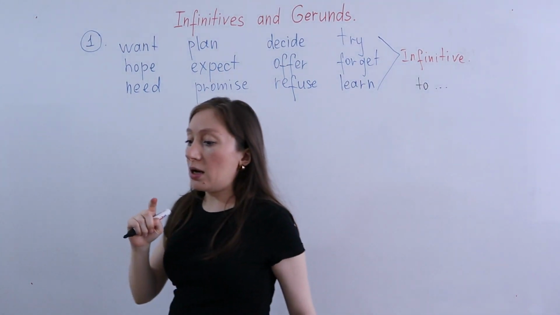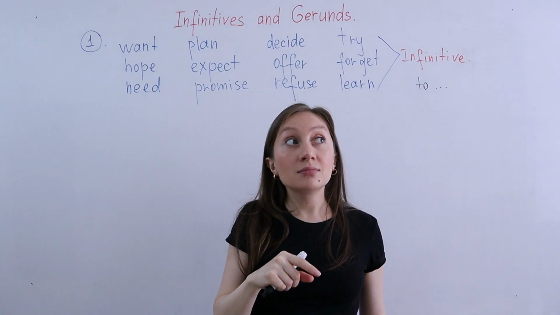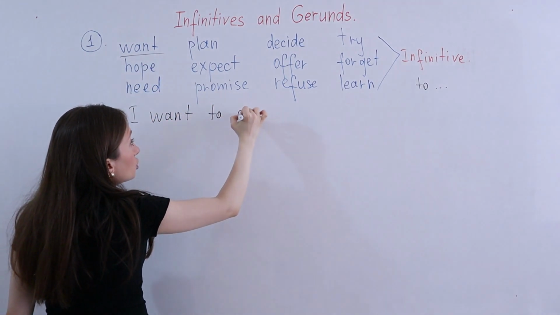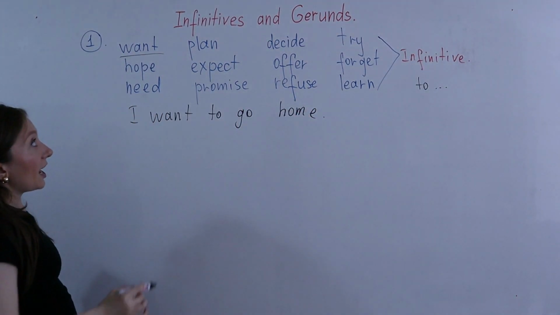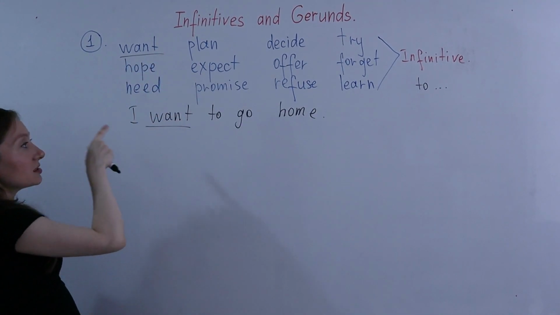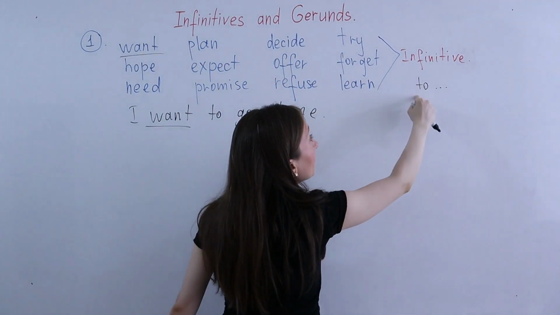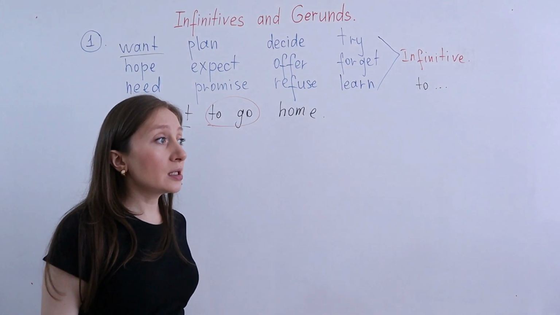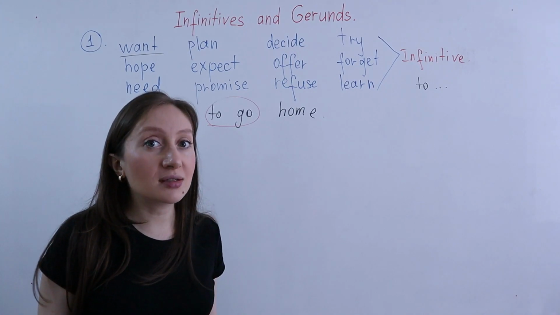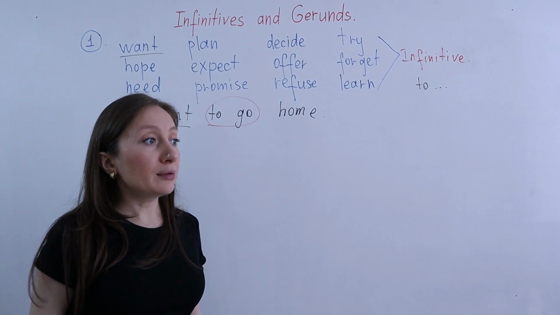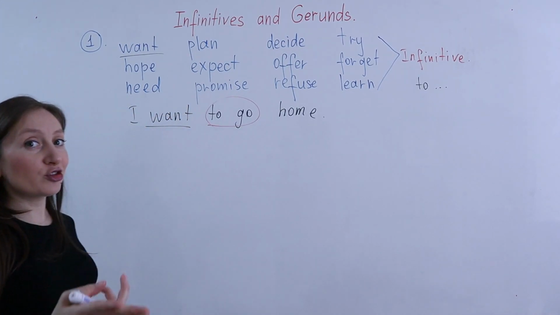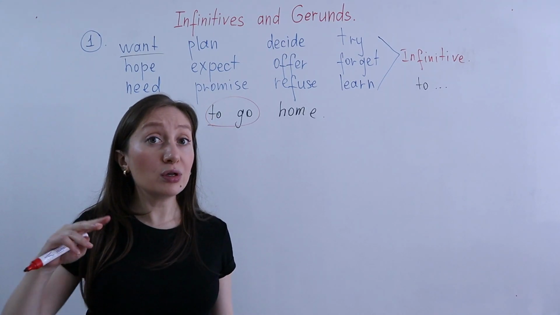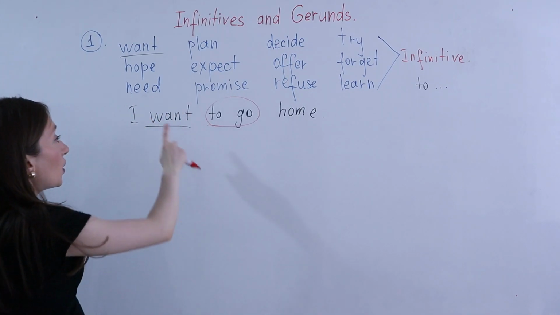Let me write some sentences for you. I want to go home. So you see, I have the verb want, the first group of verbs after which I have to use infinitive. That's why I say, I want to go home. I want to watch a film. I want to drink some water. I want to meet with my friends. Automatically, you already use to. You never say, I want going home. I want to go home.